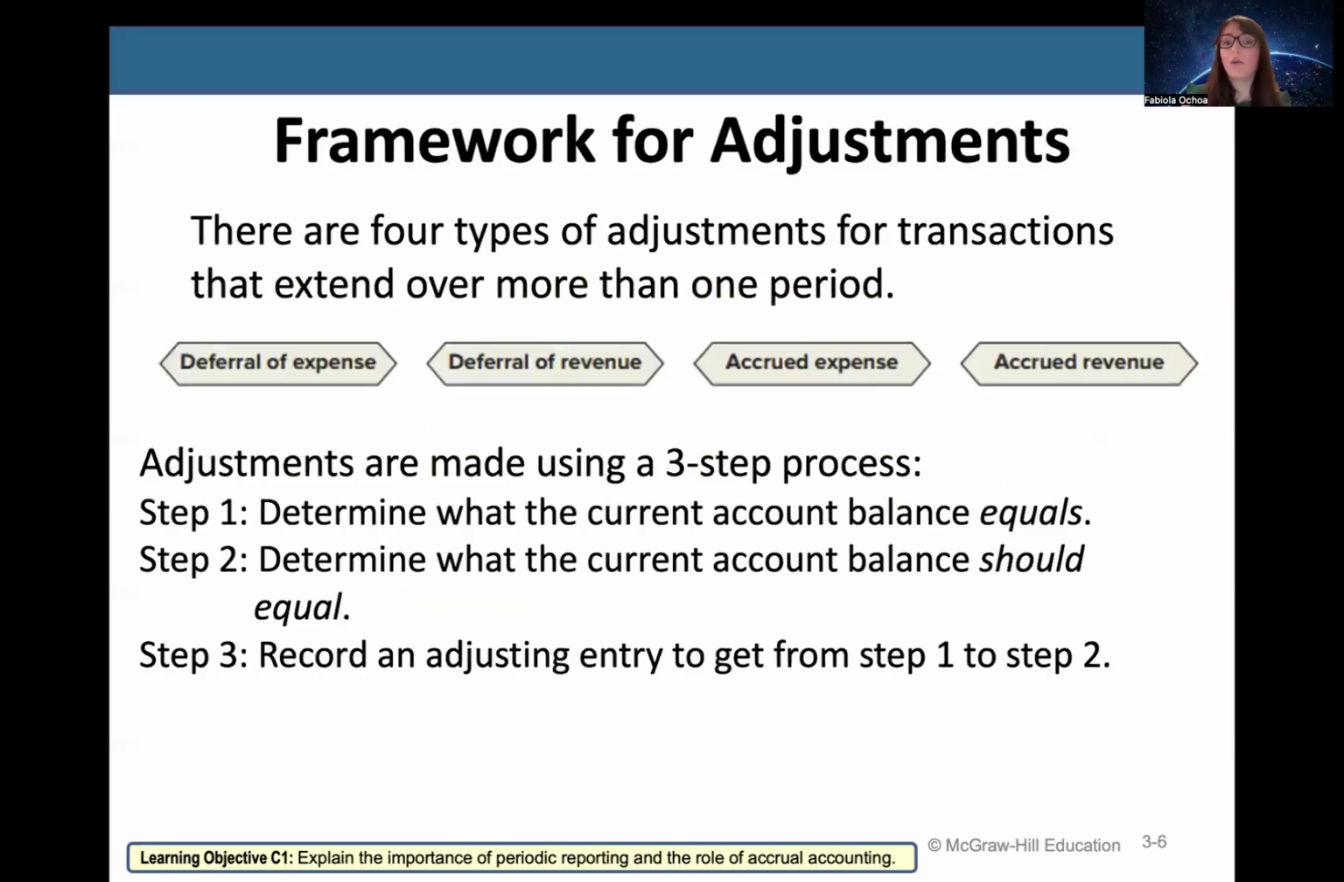Now, there are 4 types of adjustments for transactions that extend over more than one period. And we'll go over each of them down the road. But for now, you need to know that our adjustments are made using a 3-step process. Step 1 would be to determine what the current account balance equals. Step 2 would be to determine what the current account balance should equal. And step 3 would be to record an adjusting entry to get from step 1 to step 2. And this will be better explained with an example.